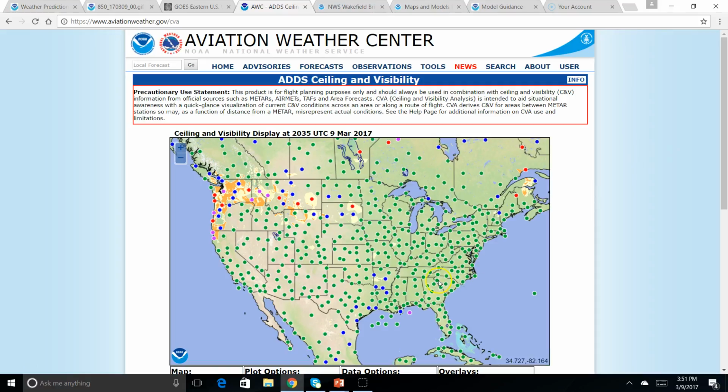If we were real curious and wanted to look at it, here's the actual observation for the northern part of Louisiana, and it's broken at 3,000 feet. So you can actually see the height of the clouds. So into Arkansas, this is broken at 2,400 feet, 5 statute miles in haze. So there's some haze down in there as well.